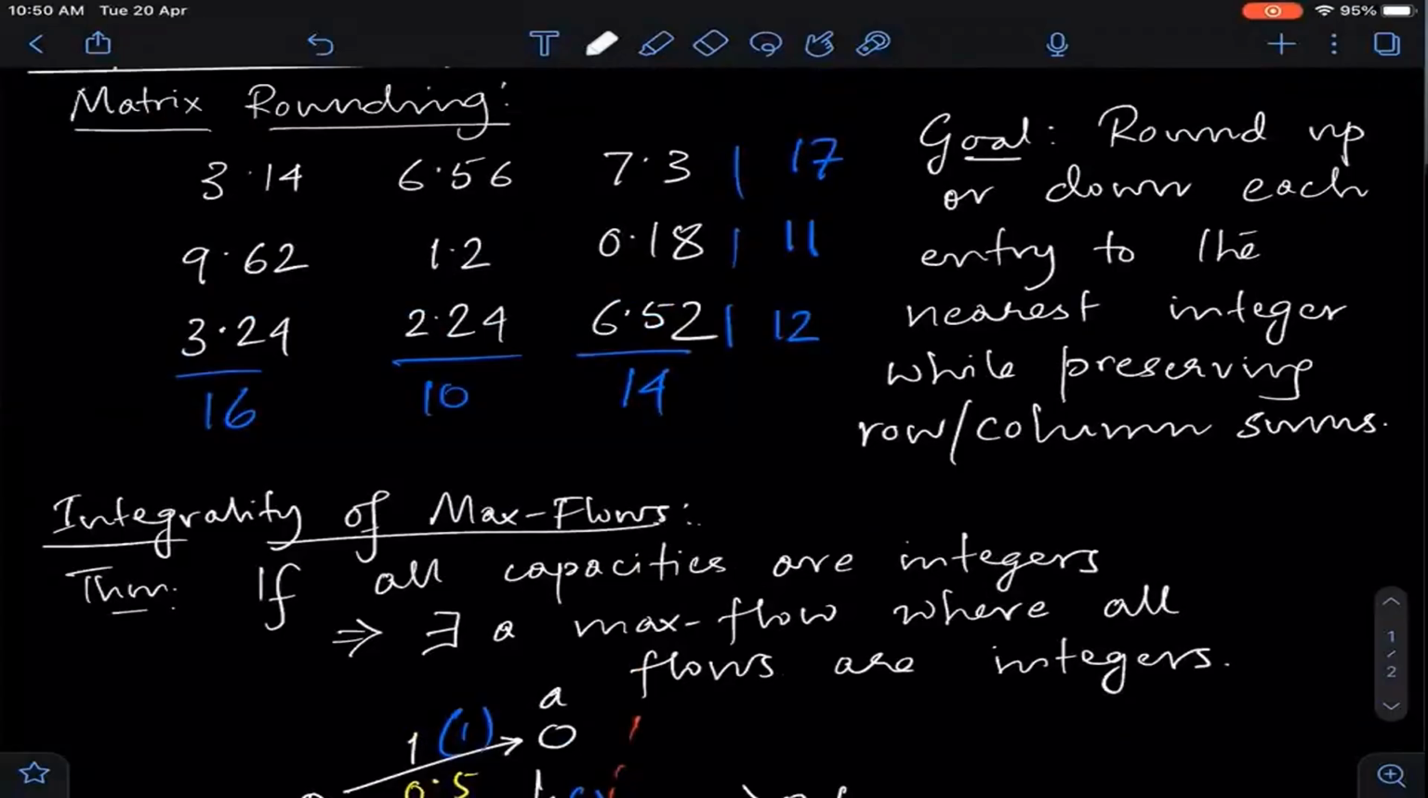So what we are claiming is that we can round up or round down so that I can preserve the row sums and the column sums, and I only round up or round down to the nearest integer. Not that you turn 3.14 into 5; either you can make it 4, or you can make it 3. You can't go much beyond that.